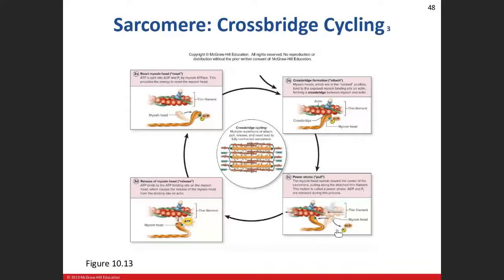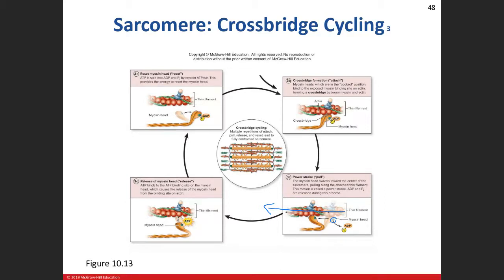So that's what we're seeing here. Here it was when it connected, and now it swivels, it does its power stroke maneuver, and as it does that, it brings the thin filament, moves it by it. At the same time, our ADP and our inorganic phosphate pop off. So the ATP binding site is now available. Remember what I said, we need ATP to release that cross bridge formation. So that's an energy requiring component to this.